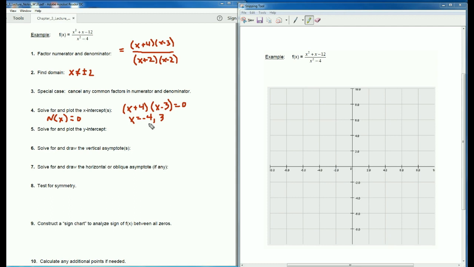So the first point would be the point -4, 0. Go ahead and you can put that on your plot. And the second point would be 3, 0. So that's like right here.